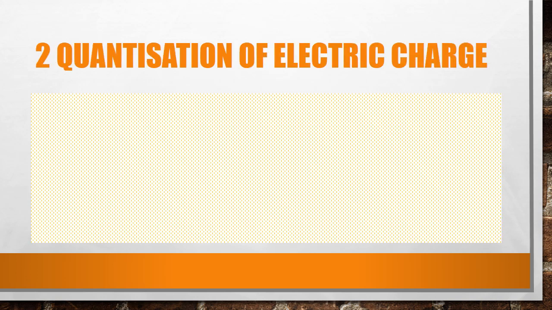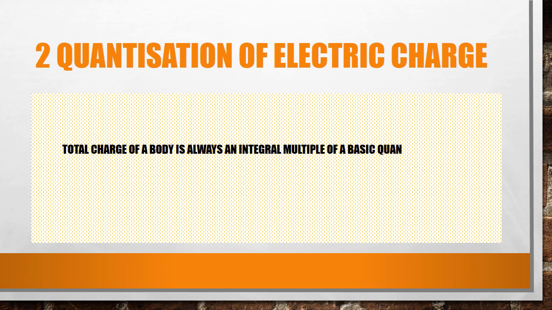Number 2. Quantization of electric charge. The total charge of a body is always an integral multiple of a basic quantum of charge. That is Q equals N E. N can be any integer. E is the basic unit of electric charge, that is the charge carried by an electron.